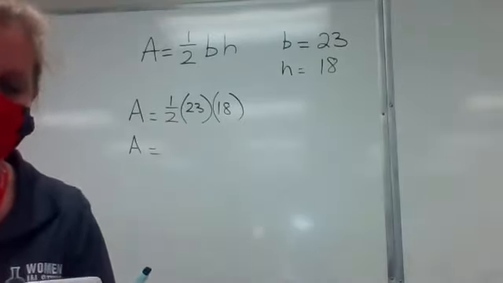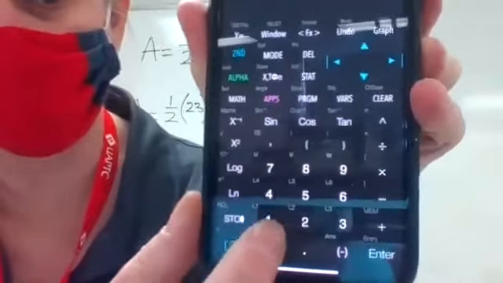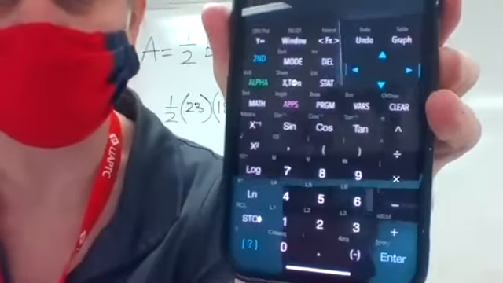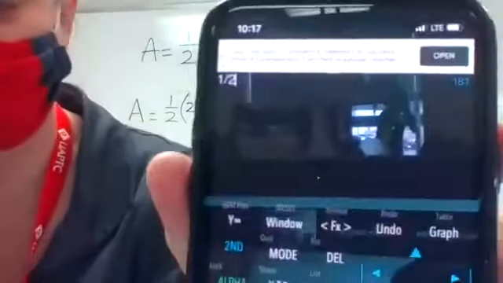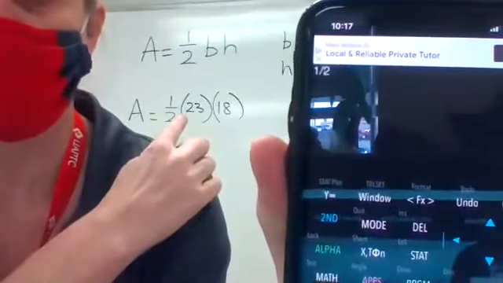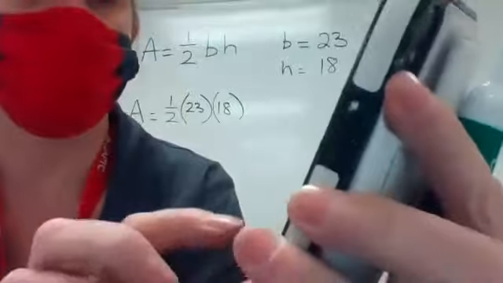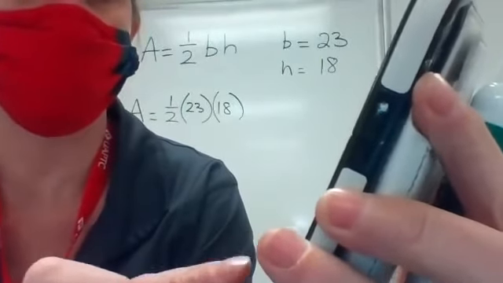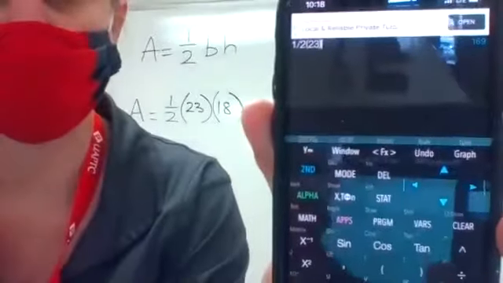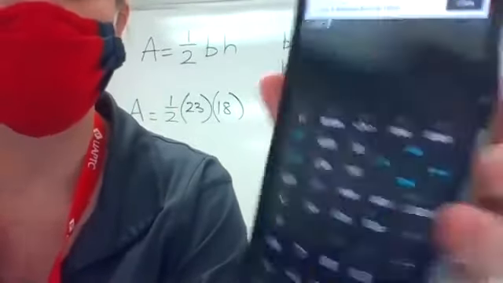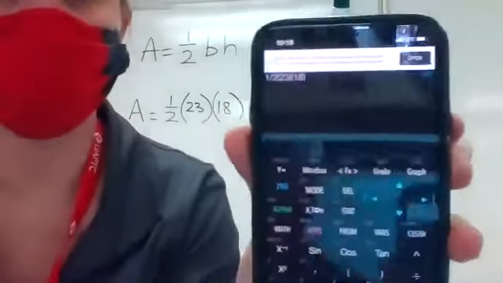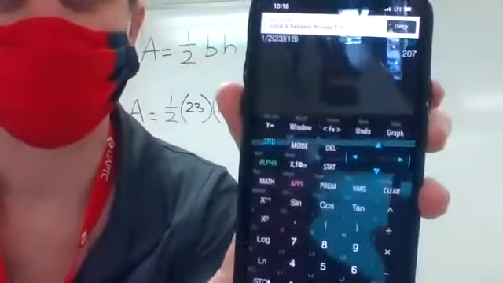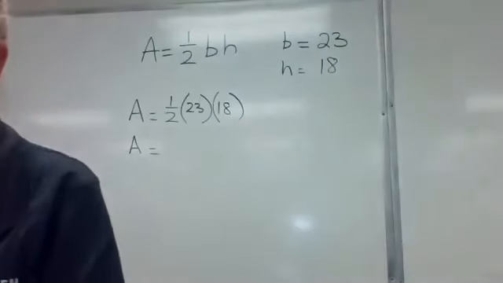Yeah, I think it just does the same. So on the phone or the calculator, you're going to do the same thing. Do 1 divided by 2. That'll give you the 1/2. And then just like the board says, do your open parentheses, which is right above your 8. And then type in the 23, and close. Open parentheses again, 18, and close, and hit enter. 207. Okay, awesome. Thank you so much.